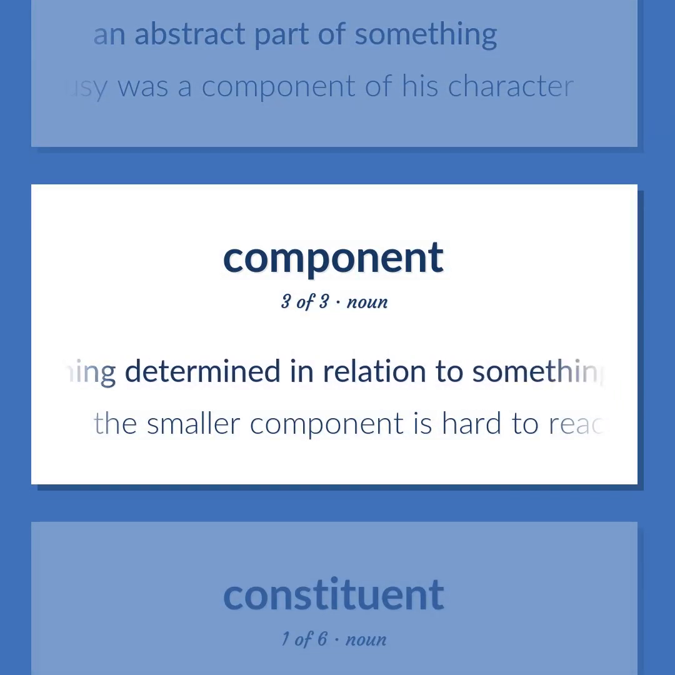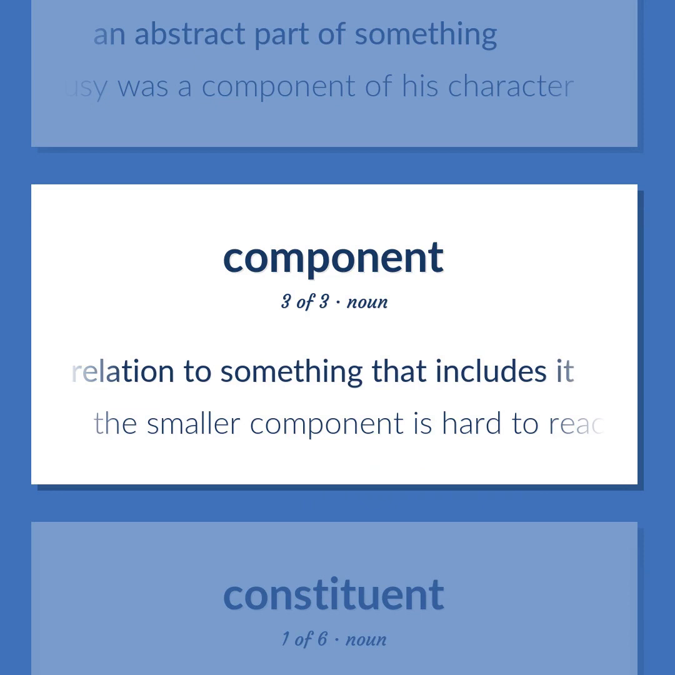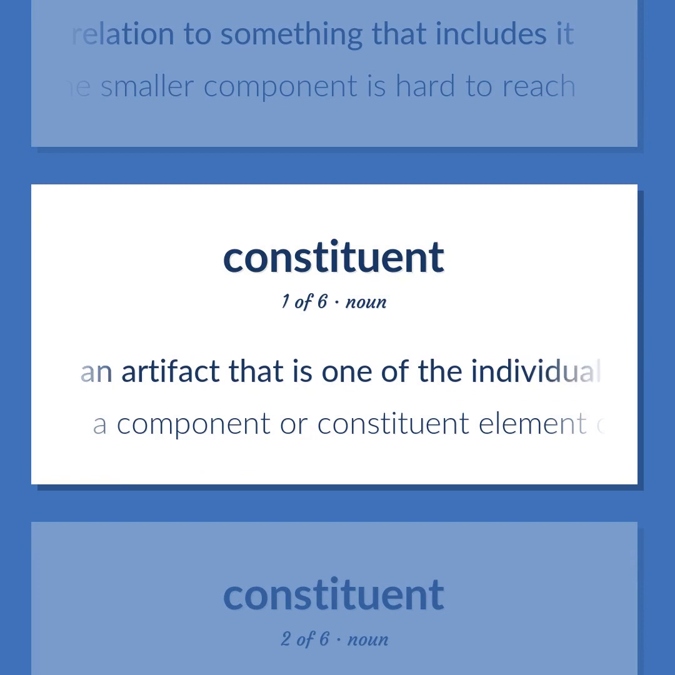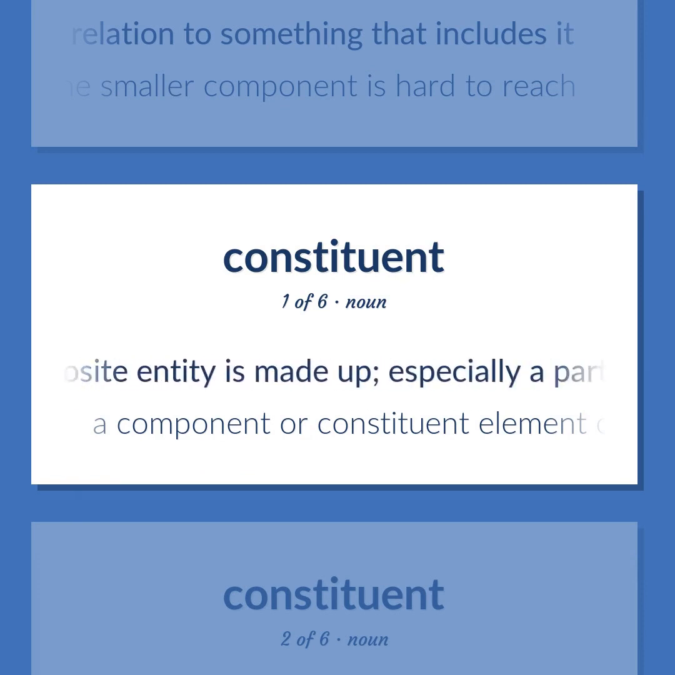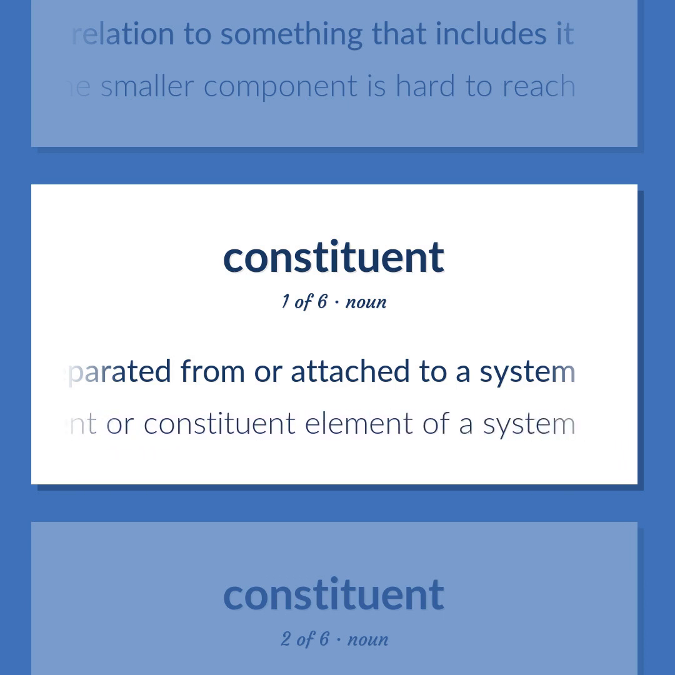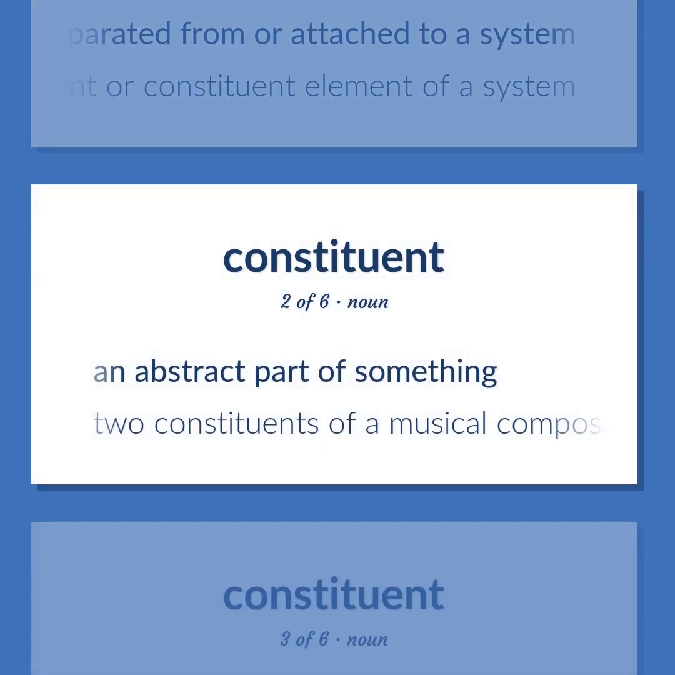Something determined in relation to something that includes it. The smaller component is hard to reach. A component or constituent element of a system. An abstract part of something. Two constituents of a musical composition are melody and harmony.